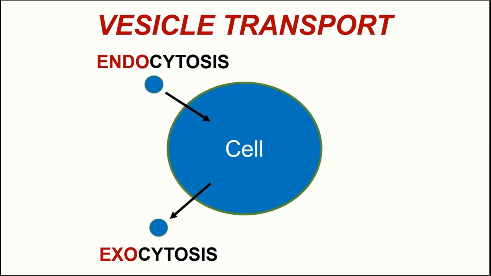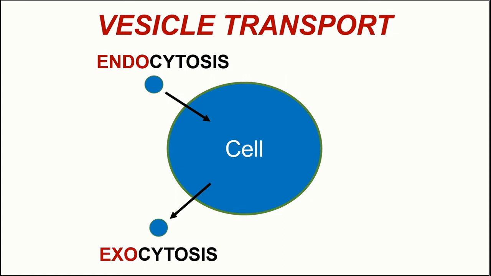So vesicle transport can be divided into two categories. If material is entering the cell by vesicle transport, we refer to that as endocytosis. And large materials that are exiting the cell by vesicle transport is referred to as exocytosis. So we have endocytosis going into the cell and exocytosis, materials being ejected to the external environment.